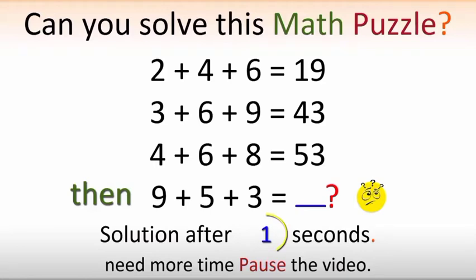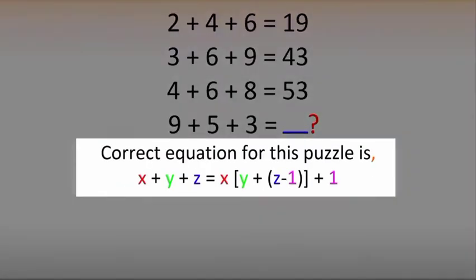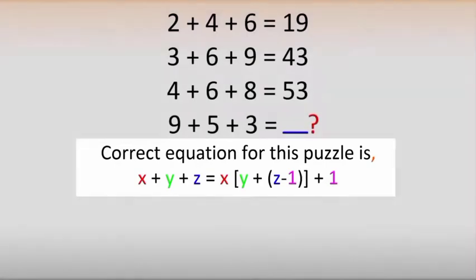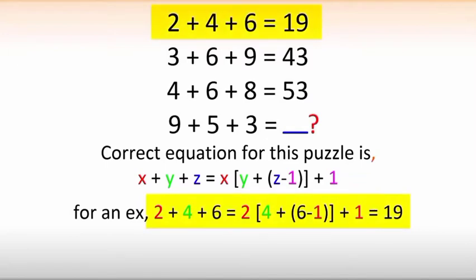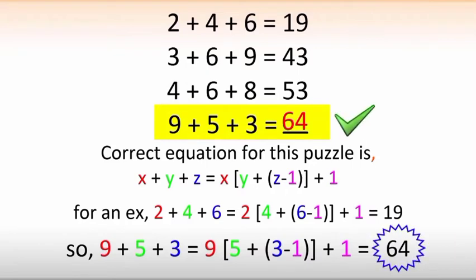Now I'll show the solution for this puzzle. The correct equation for this puzzle is x plus y plus z equal to x into (y plus z minus 1) plus 1. Assume x as 2, y as 4, z as 6. Substitute in this equation, you will get the answer as 19. Same like that, assume x as 9, y as 5, z as 3. Substitute in this equation, you will get the answer 64. Interesting.